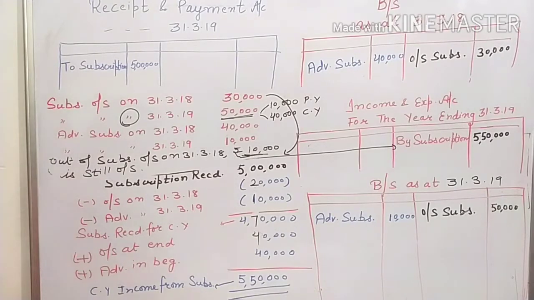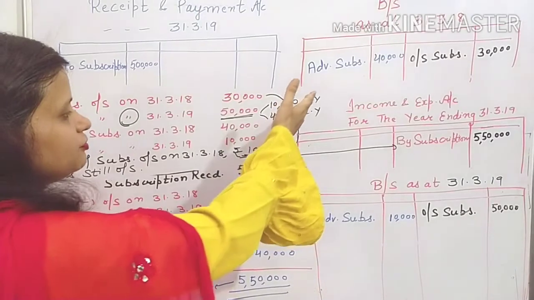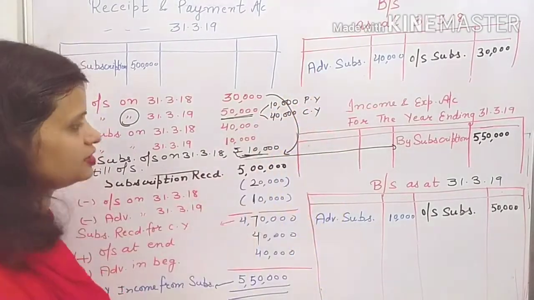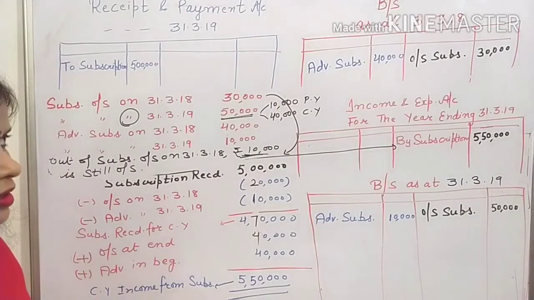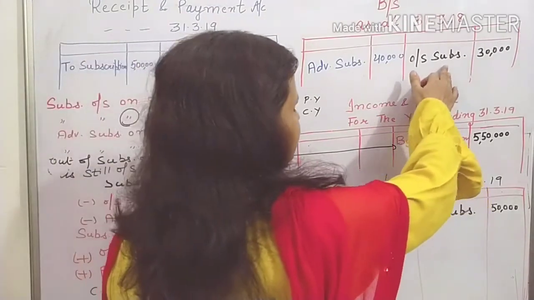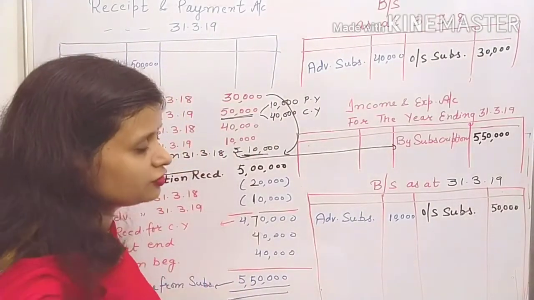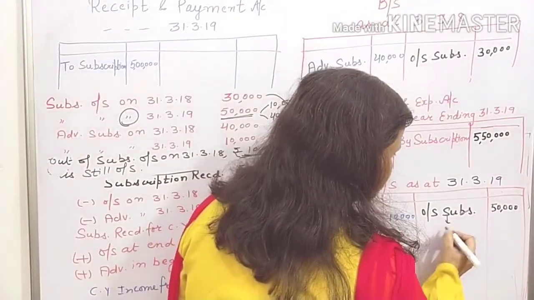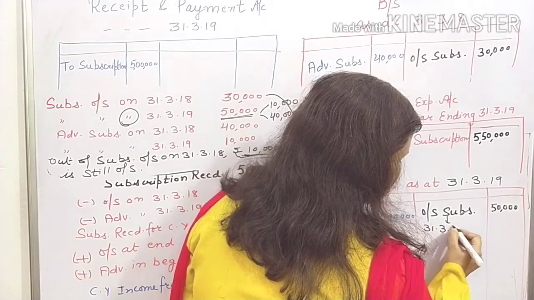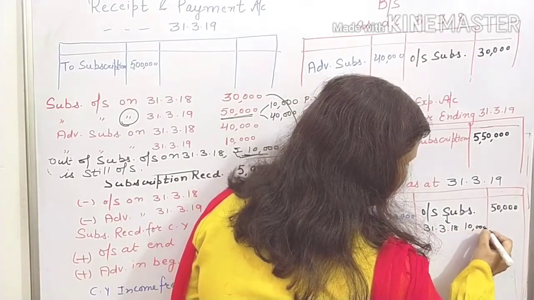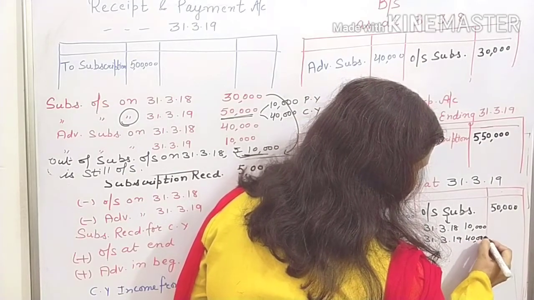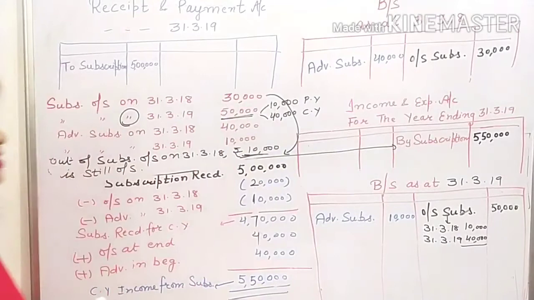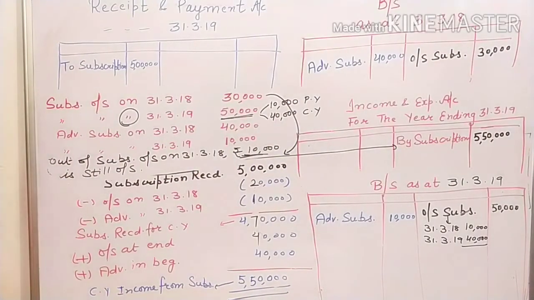This is how you can solve. And here, what will be the difference in the balance sheet? There will be no difference because in the balance sheet you have to show the total amount outstanding. Total outstanding in the beginning 30,000, total outstanding at the end 50,000. You can show the demarcation here: 31st March 2018, 10,000, and for 31st March 2019, it is 40,000. This is how you can calculate subscription income.